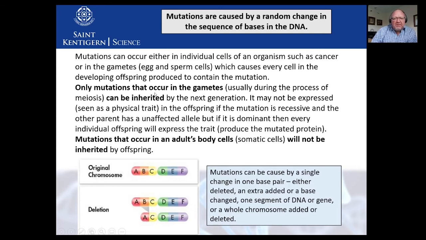And remember, we said only mutations that occur in the gametes, that's egg and sperm, usually during the process of meiosis, and meiosis is when we make egg and sperm, can be inherited by the next generation. It may not be expressed or seen as a physical trait in the offspring. It can be recessive. And so consequently the parents won't even know they have an affected allele. And then when you have two parents with the same recessive allele, suddenly it can be brought to the fore. So mutations can occur in the adult body cells, somatic cells, but these will not be inherited.